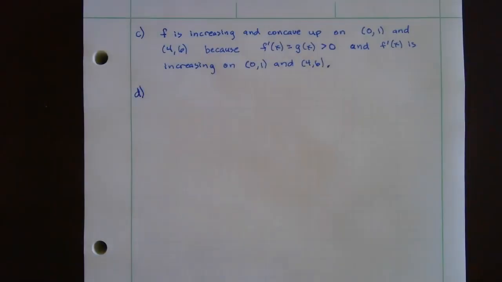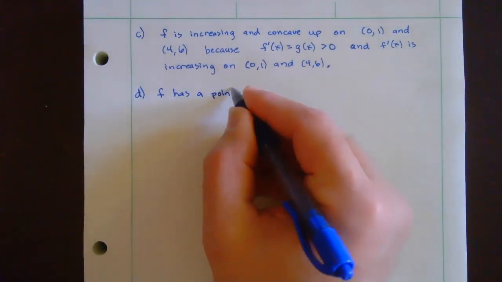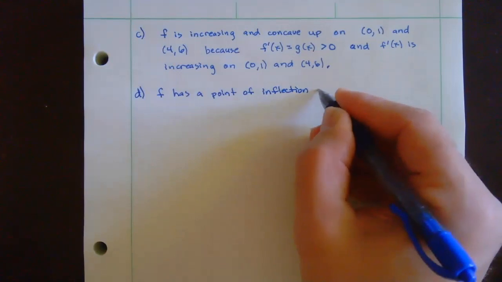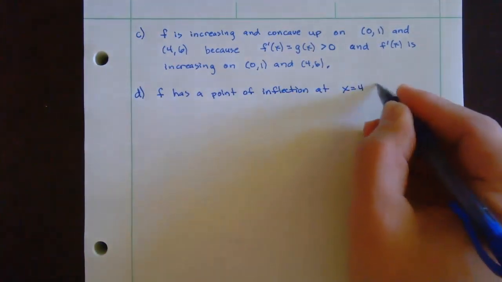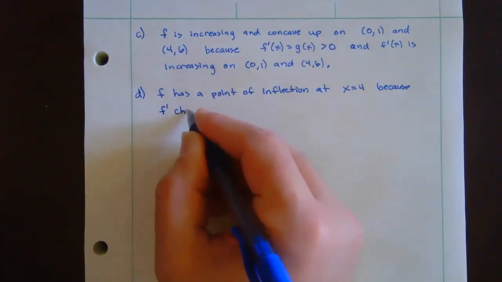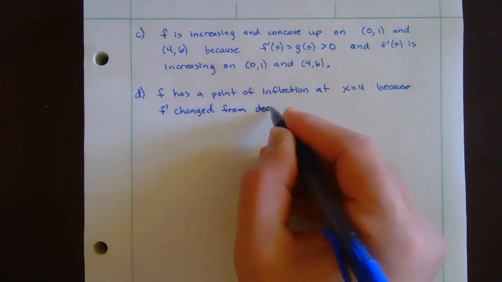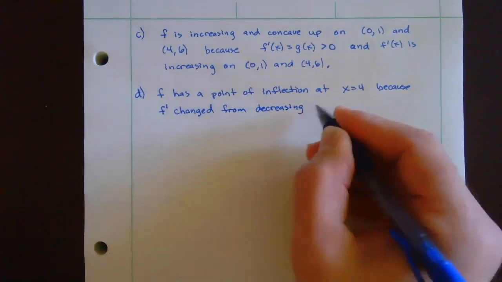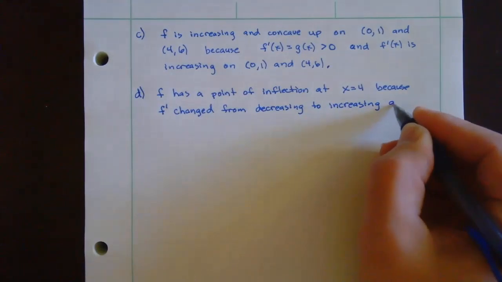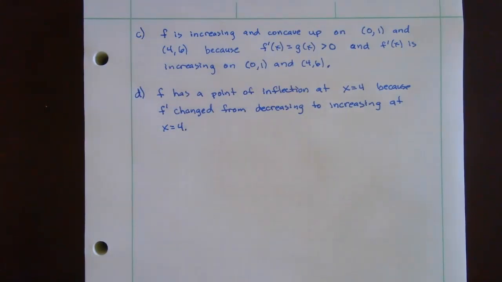So we'll write it on our piece of paper. So we would just say f has a point of inflection at x equals 4 because f prime changed from decreasing to increasing at x equals 4. And that's enough justification, okay? That's the reason why, okay?